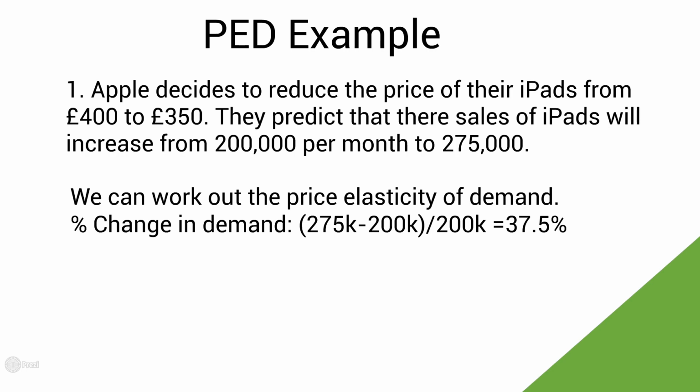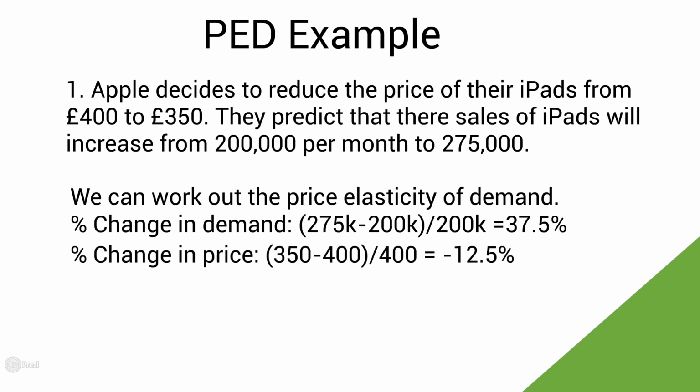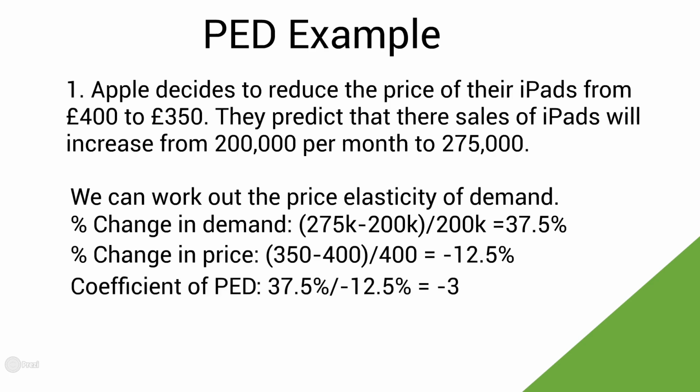37.5%. We can then work out the percentage change in price, which is the new price minus the old price, divided by the old price, which gives us a percentage decrease of 12.5%. We then find the value for price elasticity of demand by dividing the percentage change in quantity demanded by the percentage change in price, which is 37.5% divided by minus 12.5%, which gives us a value for price elasticity of demand of minus 3.